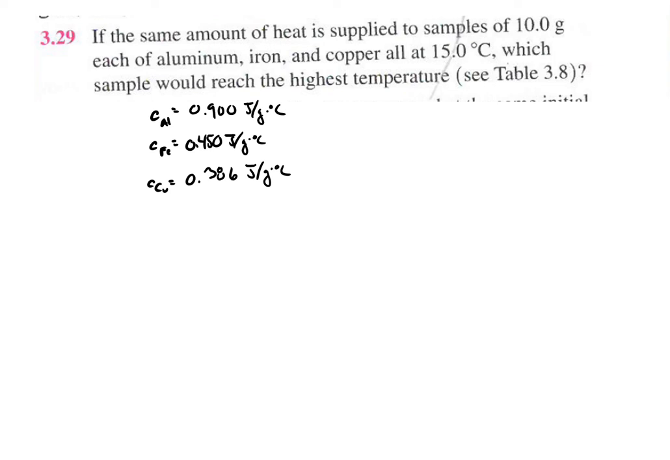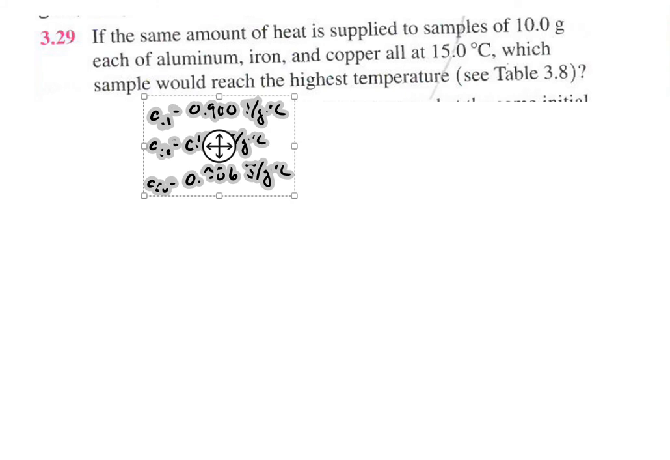The first question reads, if the same amount of heat is supplied to samples of 10 grams each of aluminum, iron, and copper, all at 15 degrees Celsius, which sample would reach the highest temperature? Listed below are the specific heats of aluminum, iron, and copper. We actually don't even need to do any math here.